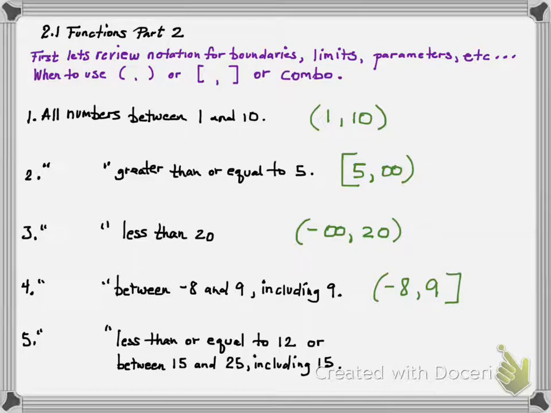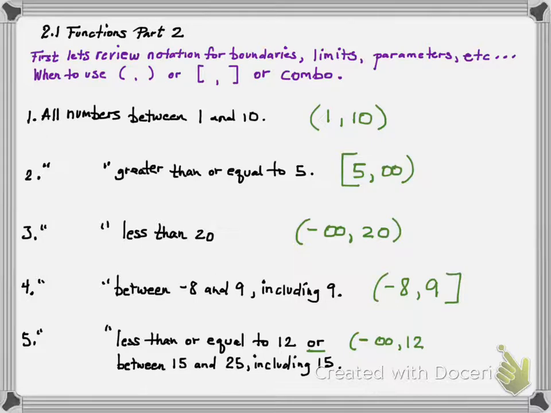And number 5, sometimes you're going to get something that's compounded, right? You're going to get more than one type of boundary. So for here, we want all numbers less than or equal to 12, or, I'm going to underline that word, between 15 and 25, including 15. So first of all, let's talk about the numbers less than or equal to 12. All right, so everything less than 12, that eventually we'll be talking about the negative infinity, right, all the way to 12. We can never reach negative infinity.